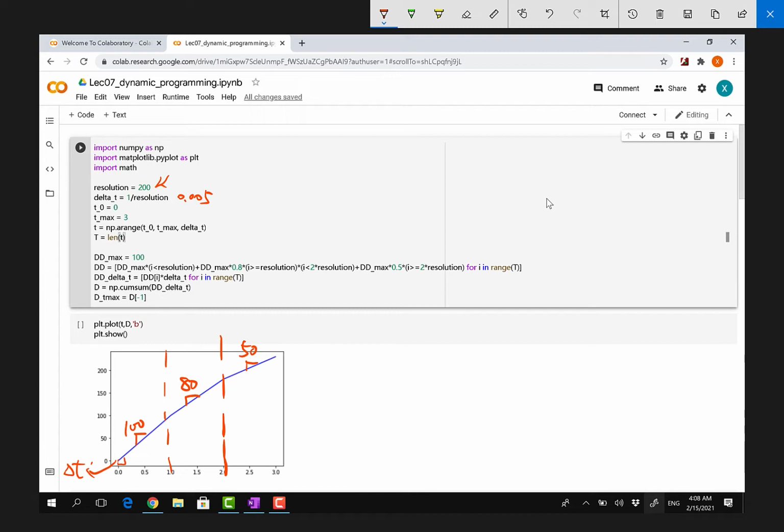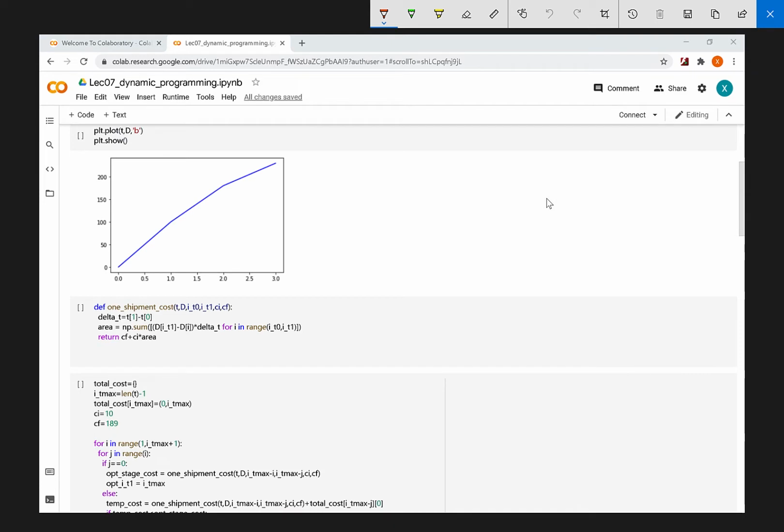So similarly, we give the range from 0 to 3, and then based on the resolution, we generate the time axis. So the length of the time axis is given by t. And then similarly, we use our piecewise expression for the expression of d, and then we can plot this curve.